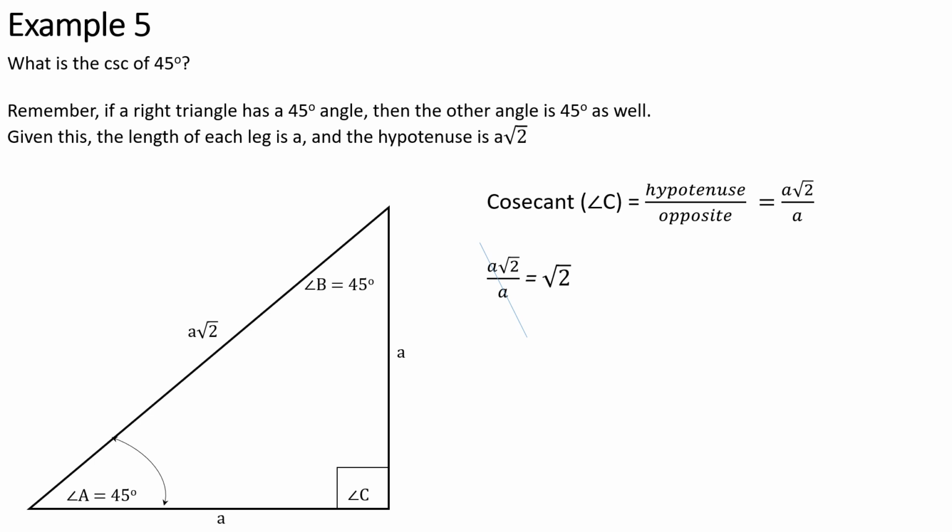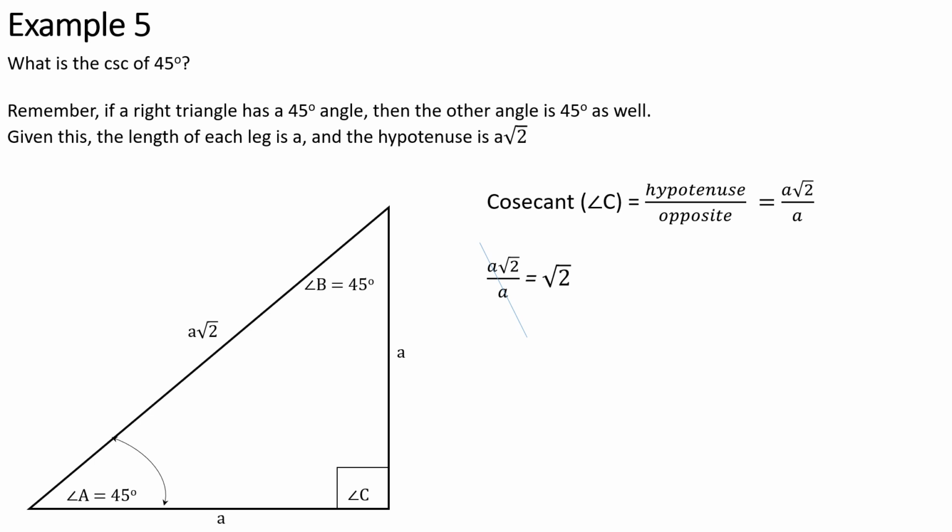Now, one thing I want to prove here is we're looking at an isosceles triangle. Remember, if it's a right triangle and one of the other angles is 45 degrees, then the other one's 45 degrees. And we have some interesting ratios going on here. Traditionally, we say if one leg is A and the other leg is A, then the hypotenuse is A times the square root of 2.